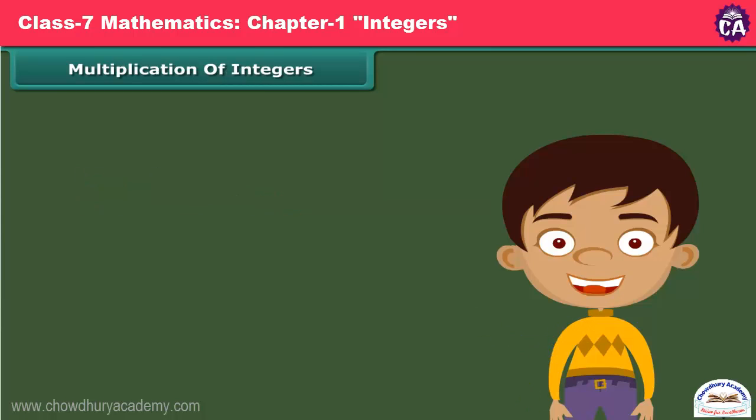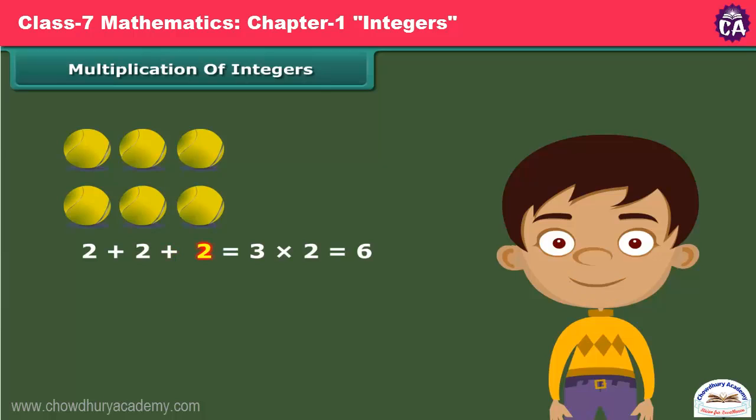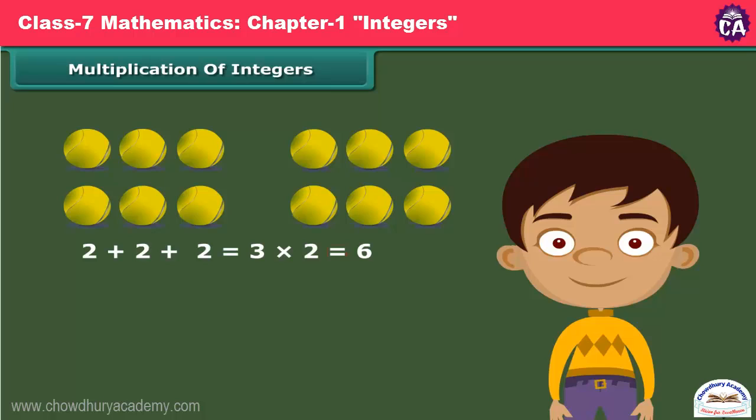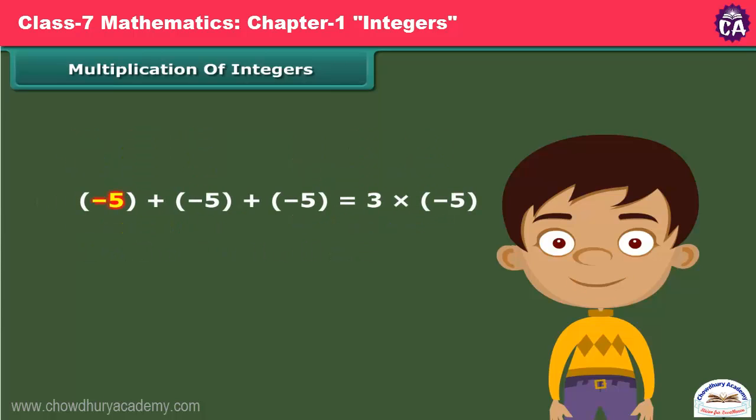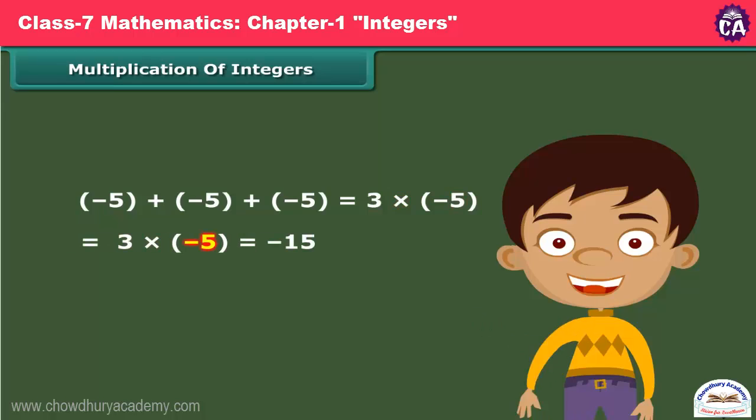We know that multiplication of whole numbers is repeated addition. For example, 2 plus 2 plus 2 is equal to 3 into 2, which equals 6. Similarly, multiplication of integers is also repeated addition. For example, -5 plus -5 plus -5 is equal to 3 into -5. Therefore, 3 into -5 is equal to -15.